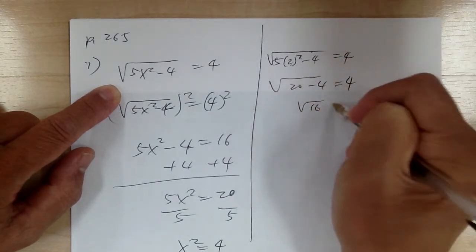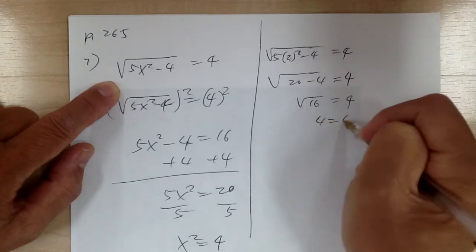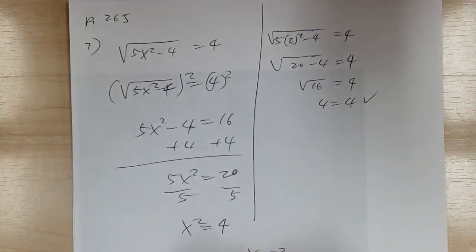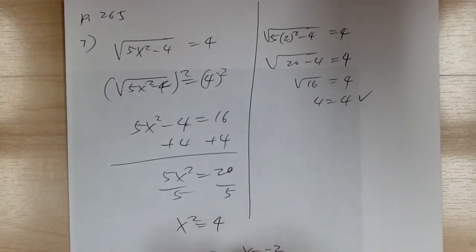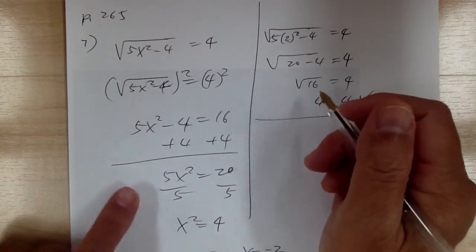So you got square root of 16 equal to 4. So you got 4 equal to 4. So this one checks. So this one is good. Okay, and then you check the next one.